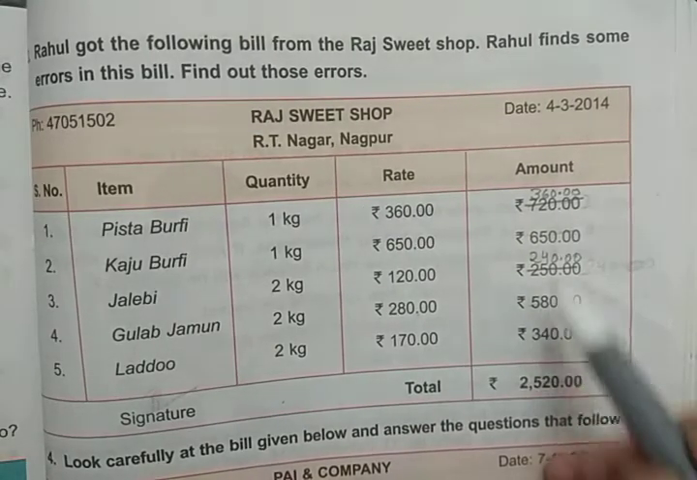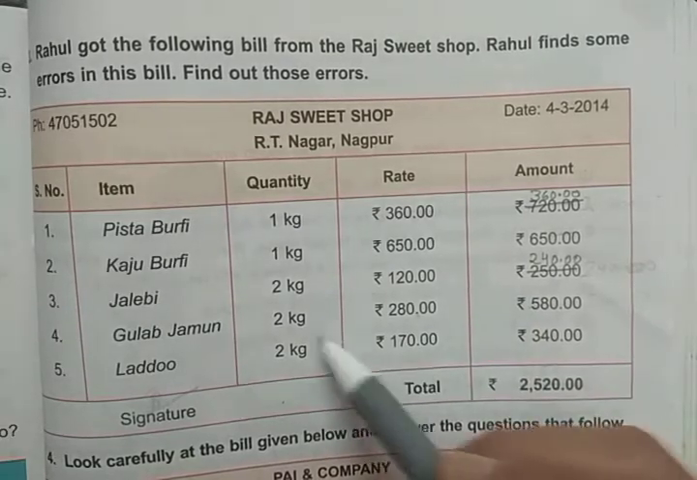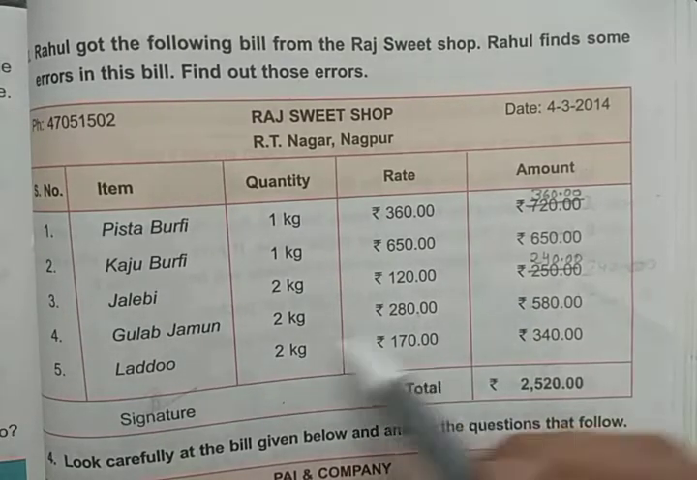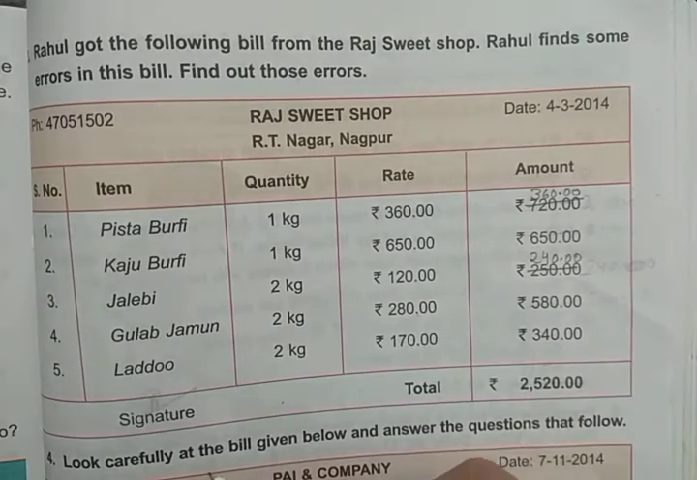Now here the total amount is 580 rupees. 2 kg gulab jamun. So is it correct? So let us multiply first. So this is wrong. Why?